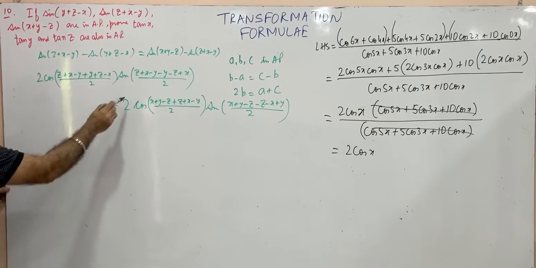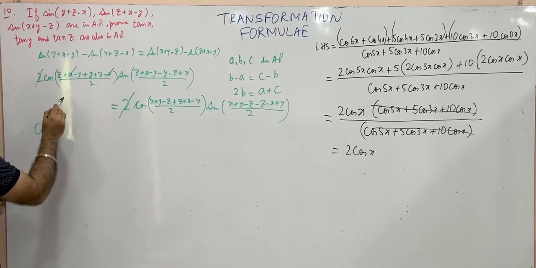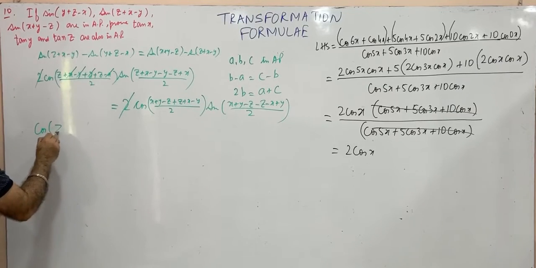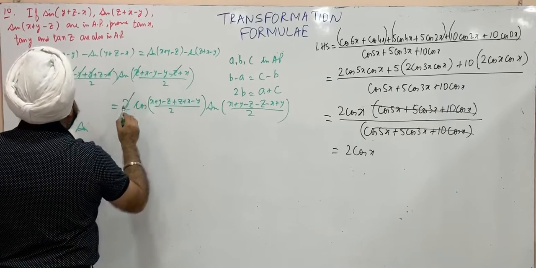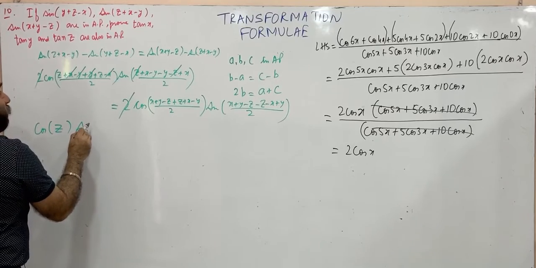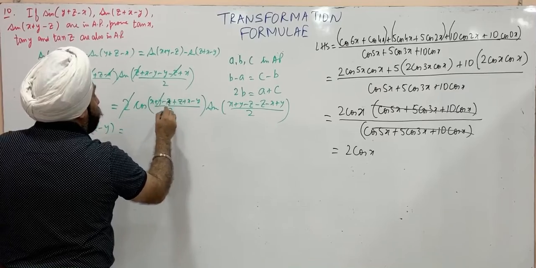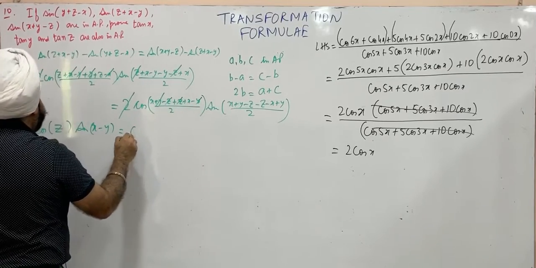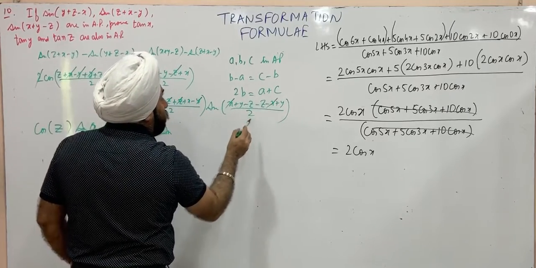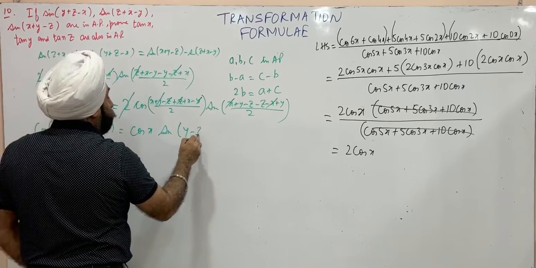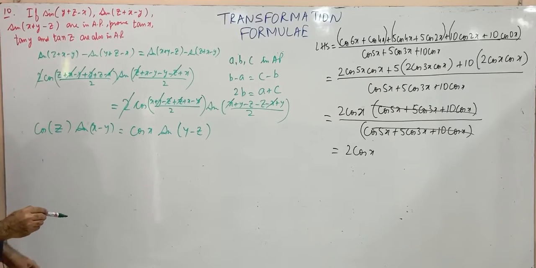Let's simplify. This cancels. We have cos, minus x with plus x, minus y with plus y. This is cos of z into sine of, this cancels out, and we have x minus y. This is equal to, now here y will cancel out, z cancels out, it's cos of x into sine of, x cancels out, this is y minus z. So cos of z into sine of x minus y is equal to cos of x into sine of y minus z.